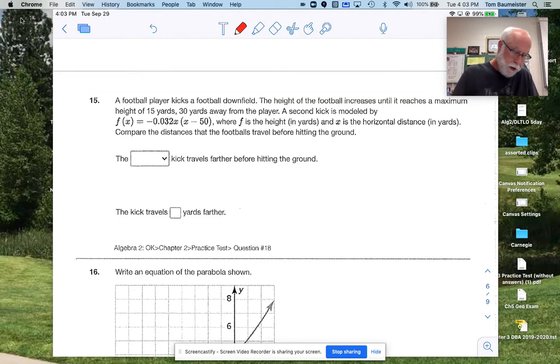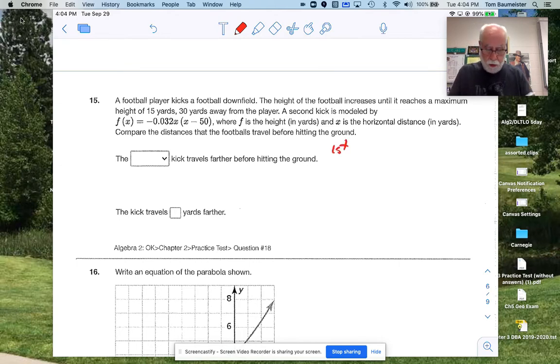Number 15, a football player kicks a football downfield. The height of the football increases until it reaches a maximum height of 15 yards, 30 yards away from the player. A second kick is modeled by the function f of x is equal to negative 0.032 x times (x minus 50), where f is the height in yards and x is the horizontal distance in yards. Compare the distances that the footballs travel before hitting the ground. So let's kind of just look at what they said. So I'm going to show you the first one.